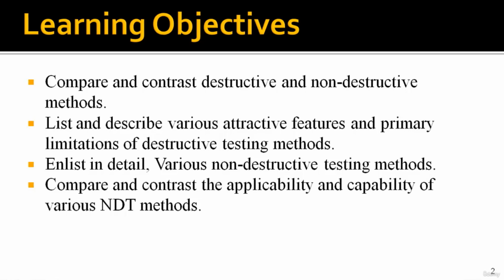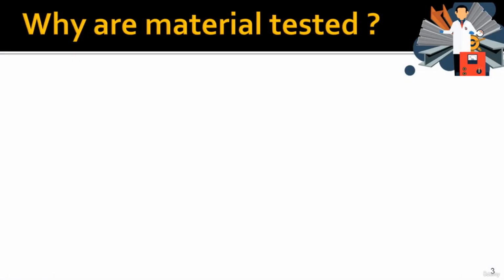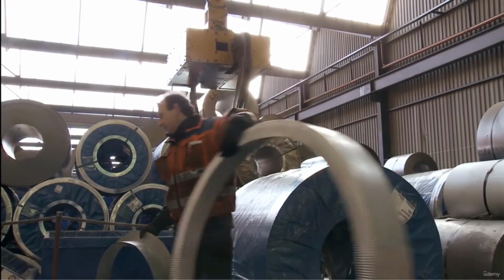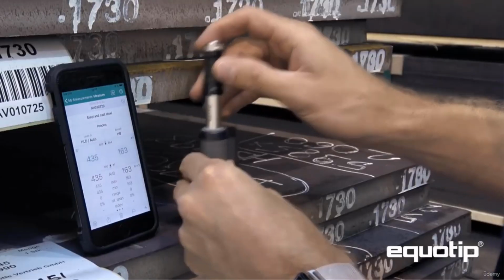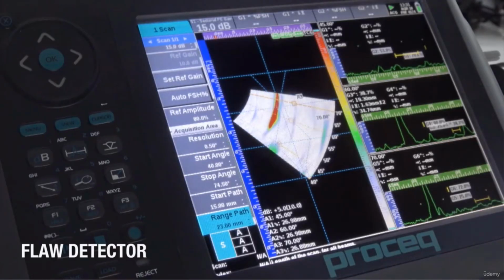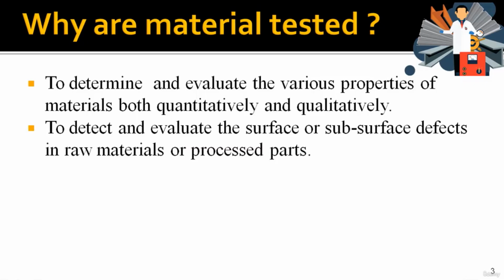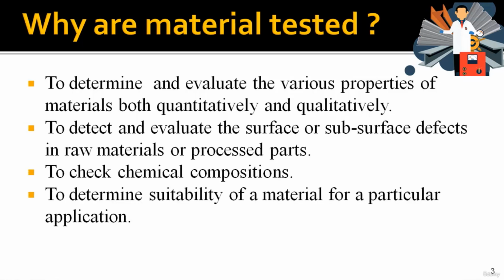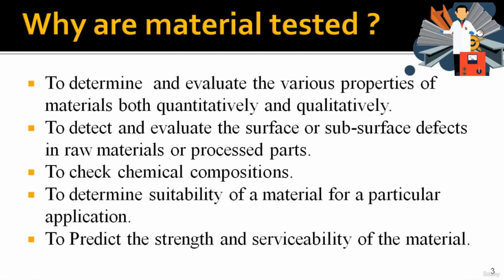Before starting non-destructive testing, let me ask you a question: why are materials tested? In general, we test materials to determine and evaluate the various properties of a material both qualitatively and quantitatively, to detect and evaluate surface or subsurface defects in raw materials or processed parts, to check chemical compositions, to determine the suitability of a material for a particular application, and to predict the strength and serviceability of the material.